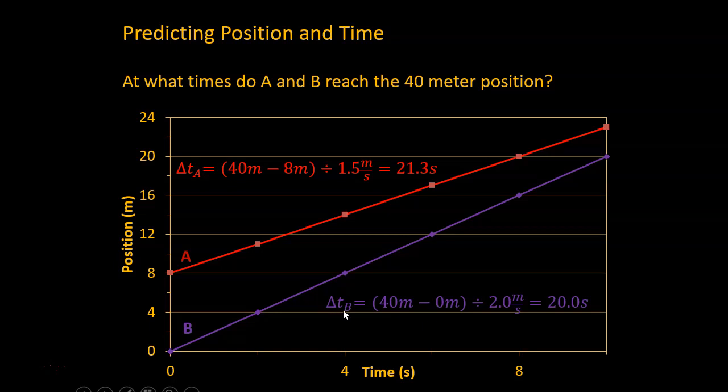The amount of time it takes to get to 40 meters, well, it's starting at 0, so it needs to travel 40 meters in order to get to the 40-meter position. And we know that it's moving 2 meters every second. That's its velocity. So we divide the velocity into the total displacement, and we find that it takes 20 seconds for object B to reach the 40-meter mark.